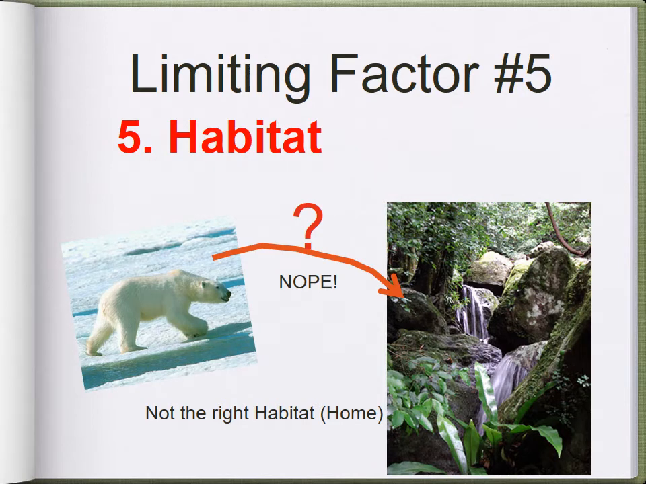Limiting factor number 5 is habitat. In the earlier lesson, we said habitat is where you live, it's your place. In this picture, we have a polar bear. The polar bear is not meant to live in a tropical area. So as the planet continues to rise in temperature and the ice melts, the polar bear will lose his habitat. And he is not fit to live in the tropical areas. So habitat could be the limiting factor for polar bears.